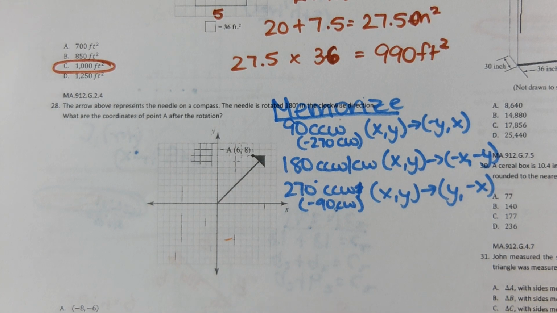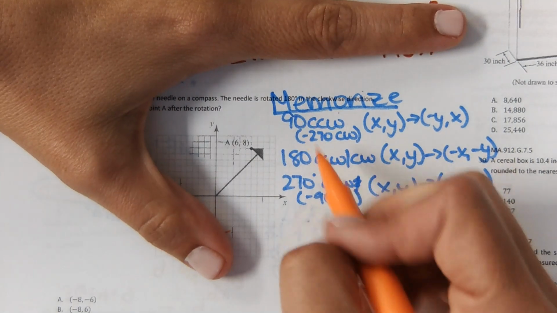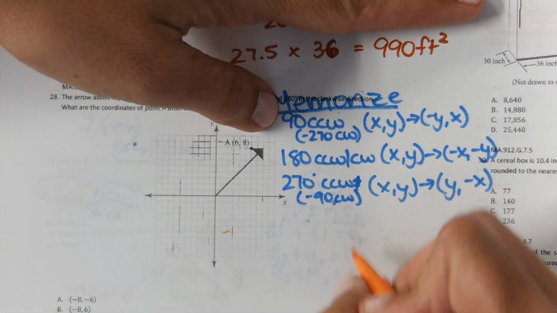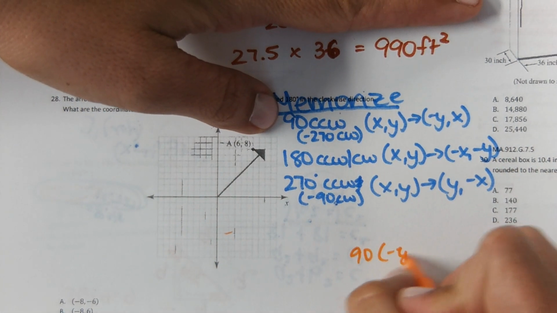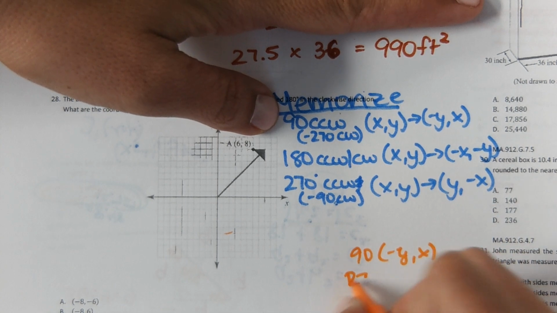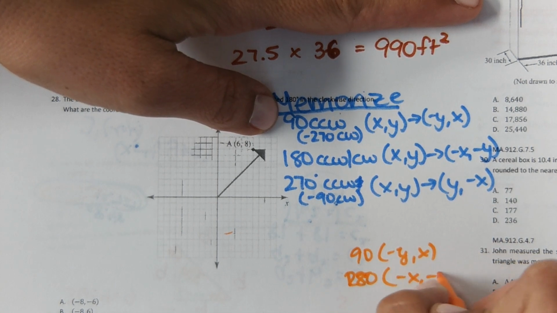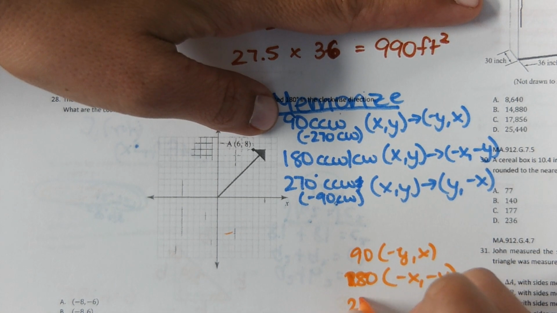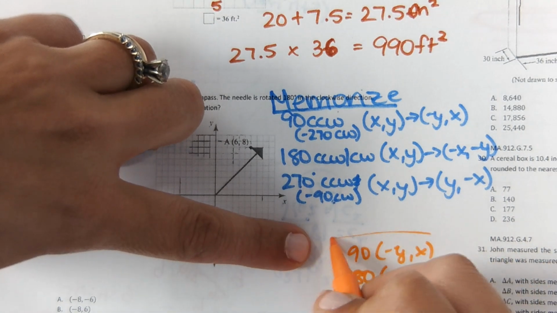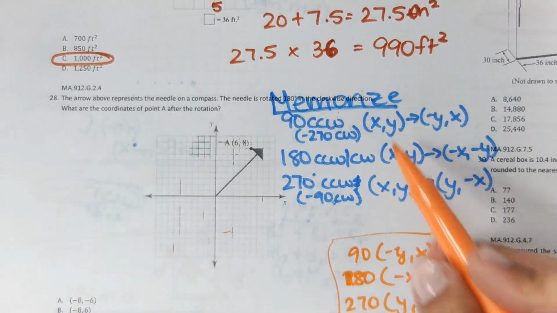And if I was trying to memorize this to the point where I could write it down, I probably wouldn't write down all this detail. I would just say, okay, 90 is negative y, x. 180 is negative x, negative y. And then I would memorize that 270 is y, negative x. And just get to a point where I could write this down and then know what it means.